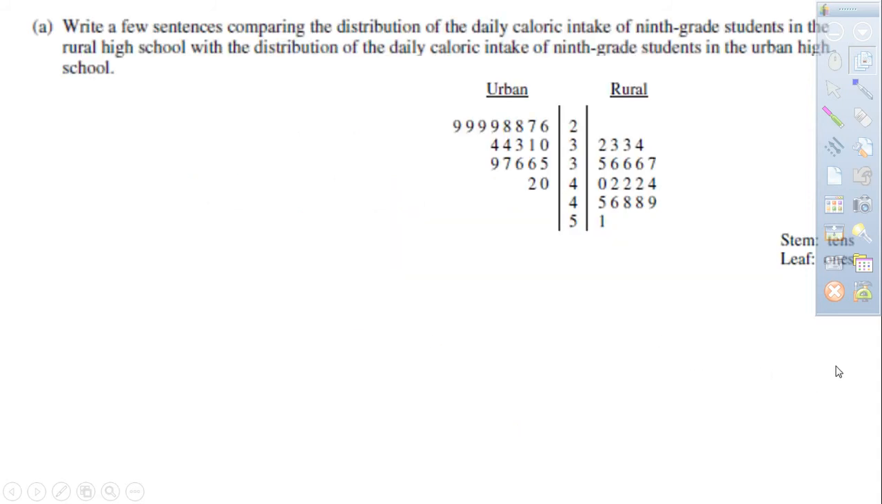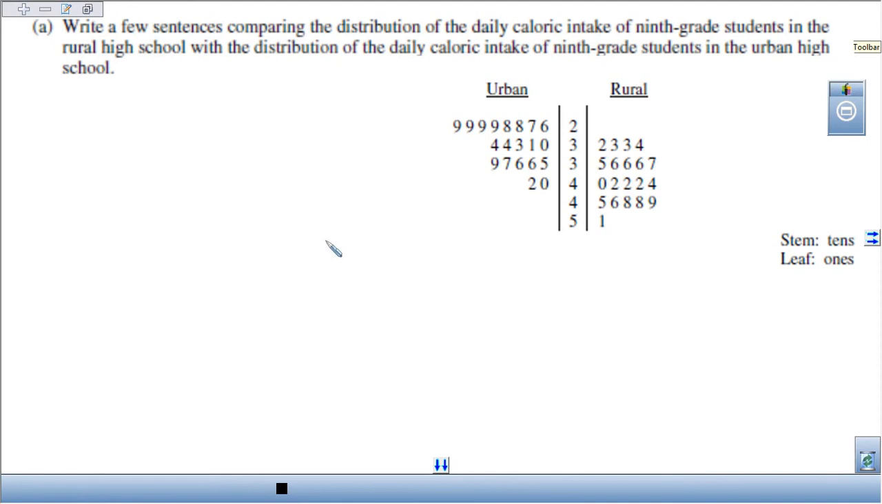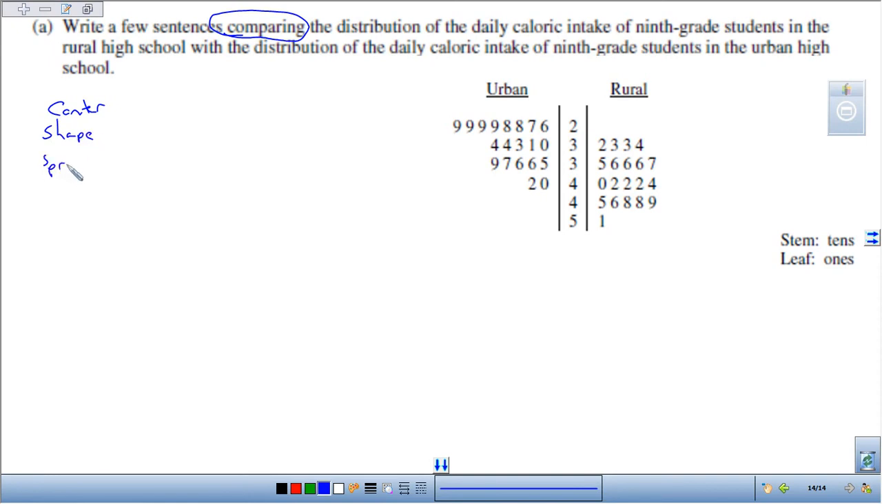Now, what this is saying here is, write a few sentences comparing. Now that word there is very important. Comparing the distribution of the daily caloric intake of 9th grade students in the rural high school with the distribution of the daily caloric intake of 9th grade students in the urban high school. So let's go back and think about this. When we see distributions, we're thinking again, center, shape, spread, and if relevant, possible outliers. But very important that we're talking about comparing.